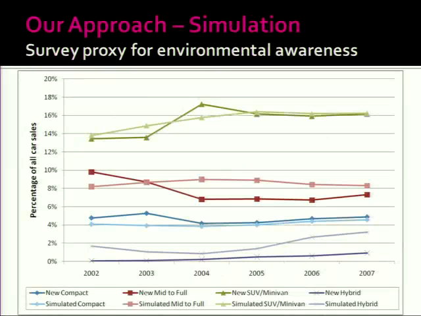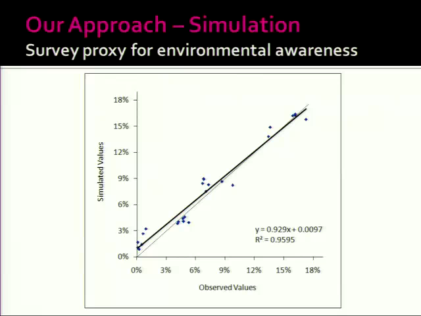So the darker lines were what you just saw in terms of what are the actual vehicle sales. And the lighter lines here are what we forecasted with our simulation model. And it's pretty close. The one that's least accurate is probably this for hybrid cars, but it does reflect some of the trends of where we're going in terms of overall diffusion. And we also matched it together to see that it actually fits pretty closely with the data with an R-squared of almost 96%. So we were able to match the data pretty well.